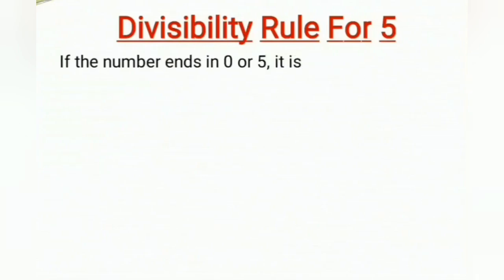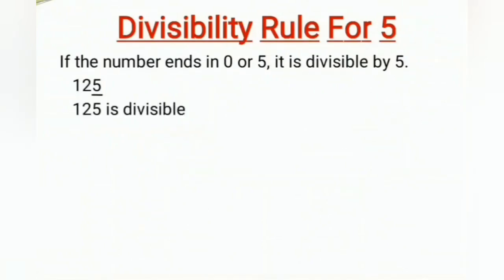Now the divisibility rule for number 5. If the number ends in 0 or 5, it is divisible by 5. That means we have to check only the last digit of a given number to identify whether it is divisible by 5 or not. Let's see an example, 125. Here the last digit is 5. So it is divisible by 5. The next example is 70. 70 ends in 0. So it is also divisible by 5.